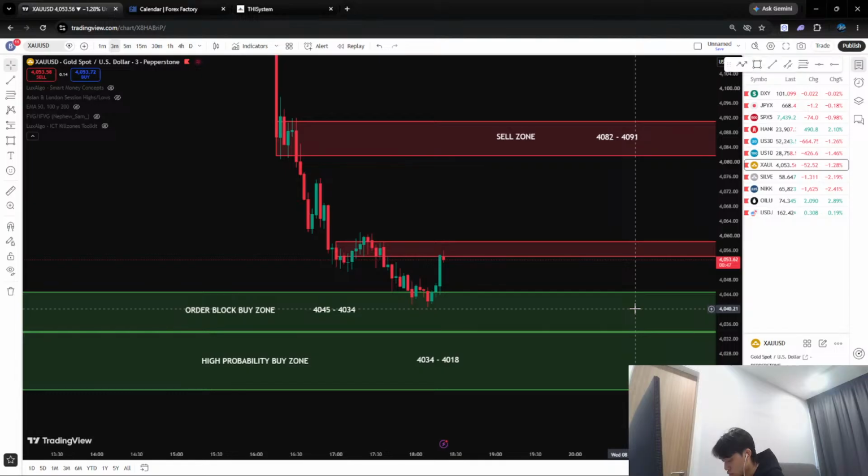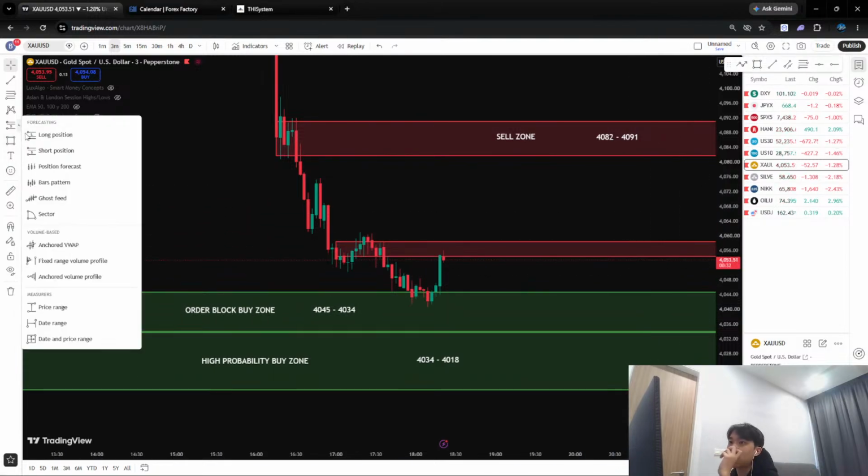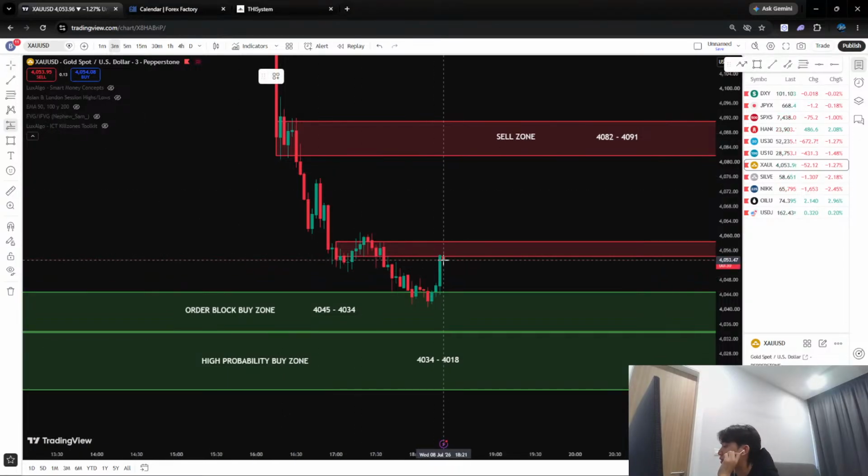Actually, I would like to go for a buy. So wait, let me look at this. Let me see where to put my TP and SL, and then I'll send it in my community, and then you guys can follow. Right now it's around 5.3. We can go for a higher risk buy right here, around the 5.3 area.